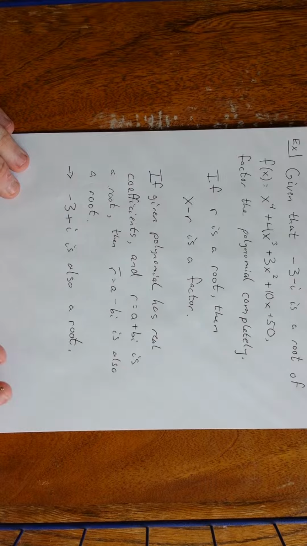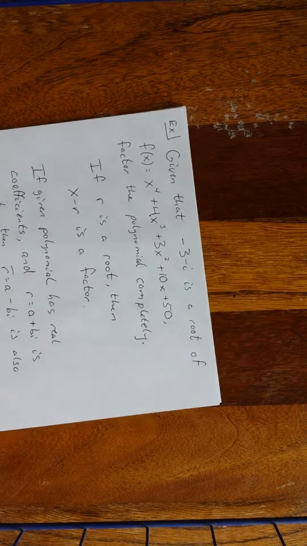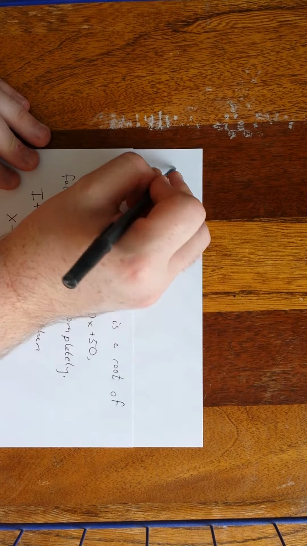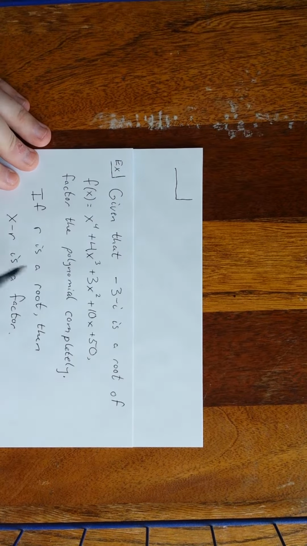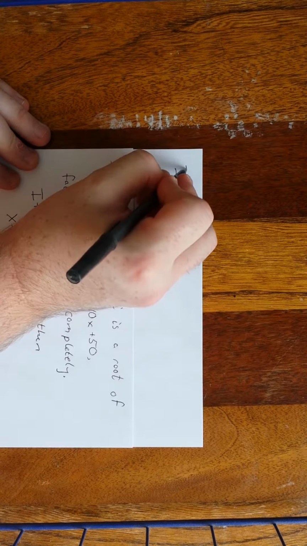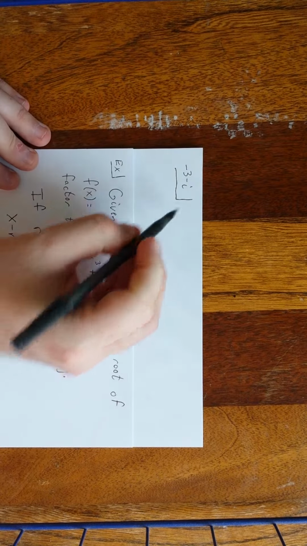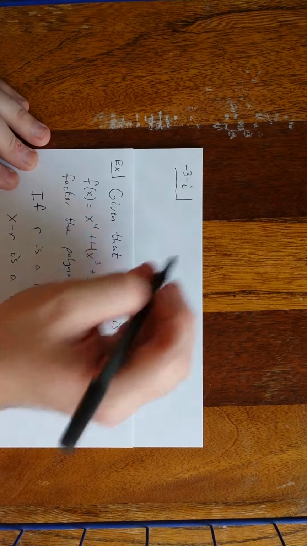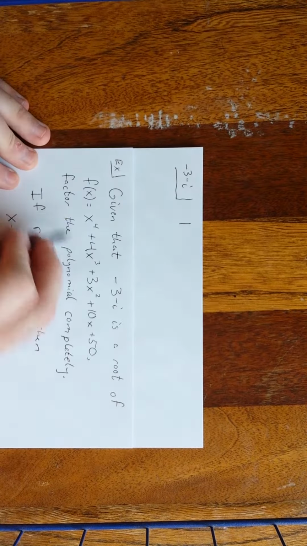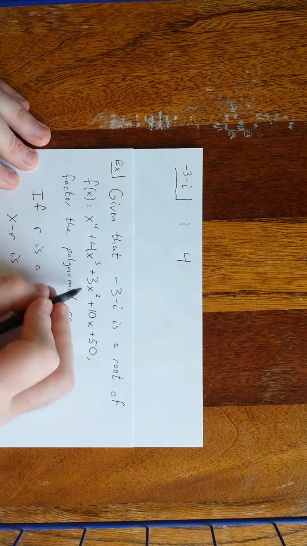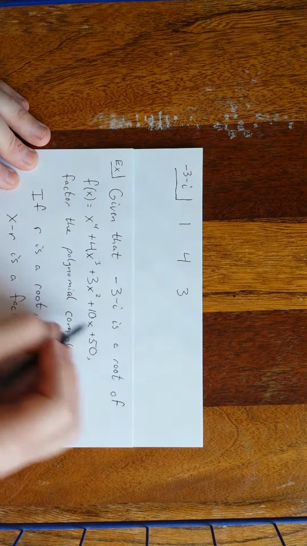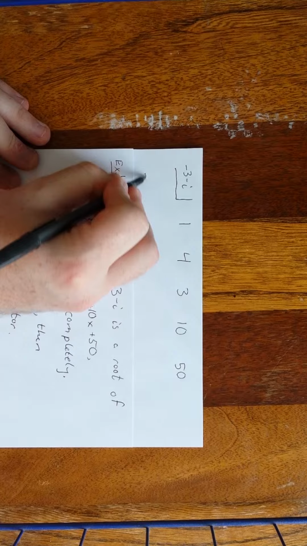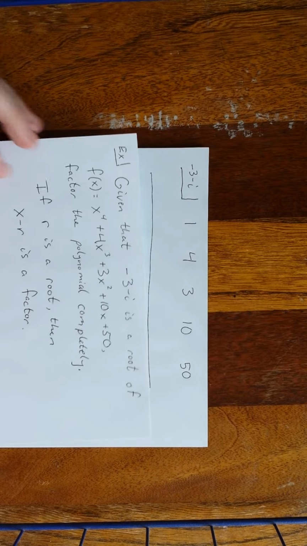So in response, I'm going to set up a little synthetic division table. Now for synthetic division, in the upper left-hand corner, we put whatever root we're using to divide. Let's start with this negative 3 minus i. And to the right of this, go the coefficients of your polynomial in descending order. So we start with x to the fourth, that's a 1, x cubed is a 4, x squared is a 3, x is 10, and then the constant term is 50. Got a little bar going on underneath that, and we'll set this aside for now.